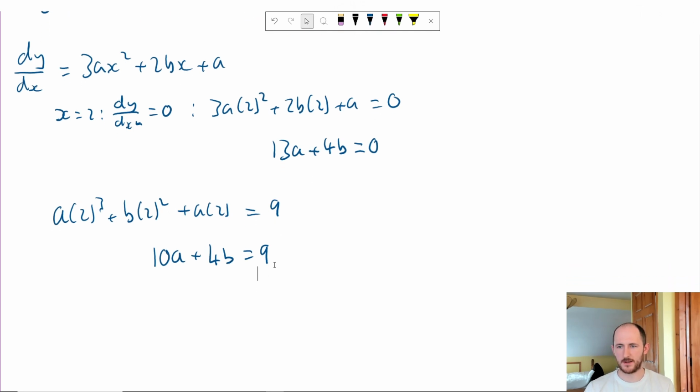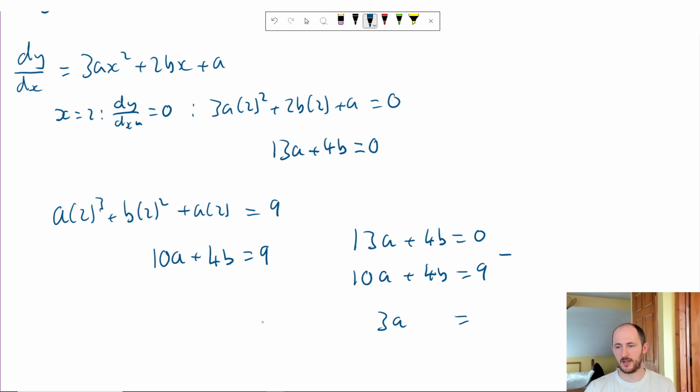Cool. Equals 9. So now we have two equations, two unknowns. What do we do? We do simultaneous equations. If I write them on top of each other, I was going to drag them over, but I realize you guys can't do that on paper, so let's do it like this instead. I would just subtract them. 13a minus 10a is just 3a. 4b minus 4b is 0. Minus 9, so a is equal to minus 3.